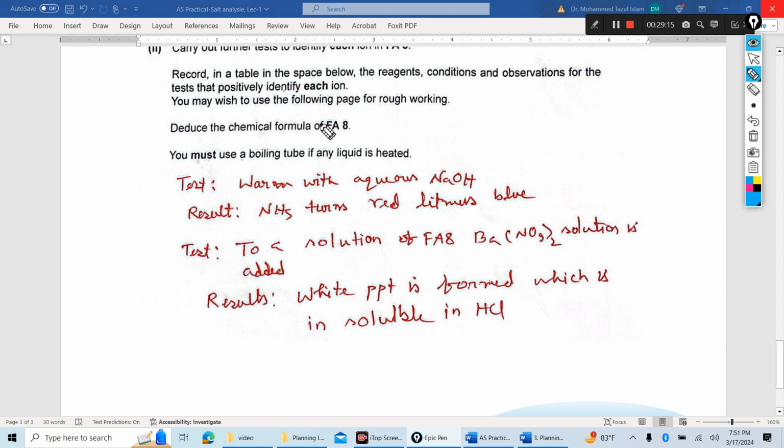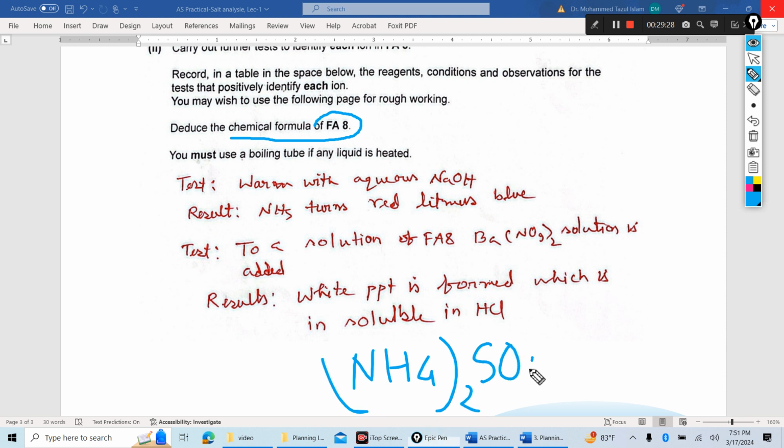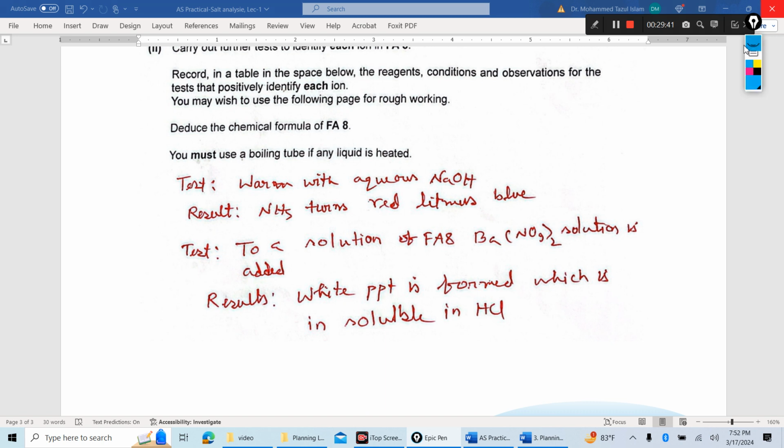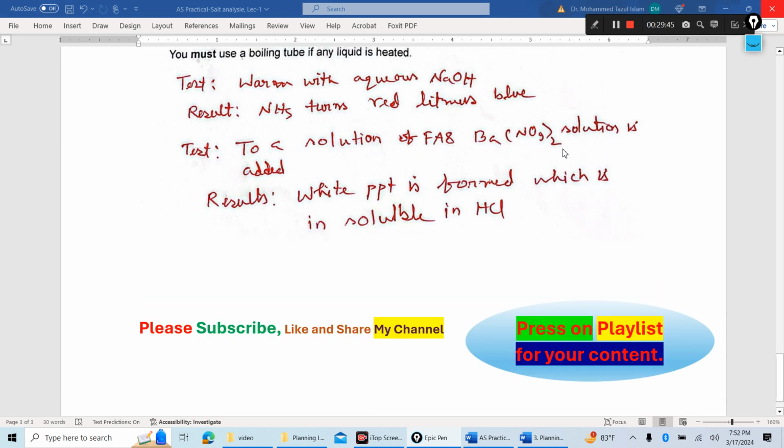Deduce the chemical formula of Fa8. So Fa8 has the ammonium cation, and the anion is sulfate. So Fa8 is ammonium sulfate. Okay, dear students, before starting any salt analysis, you must follow this video and write your observation, what you would see first. Then after adding more solution, more reagent, what you would see, you must mention that.